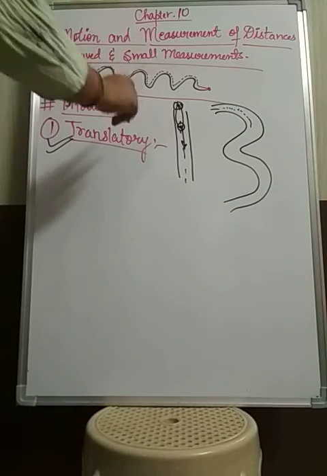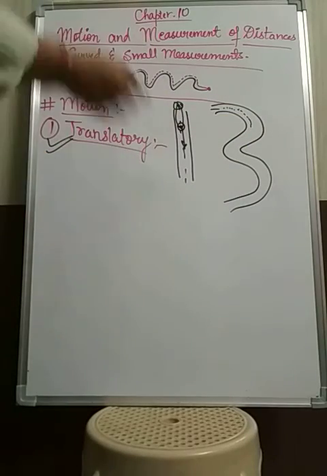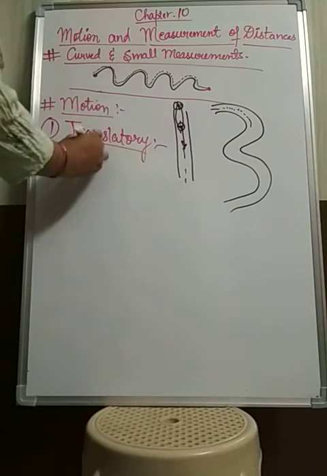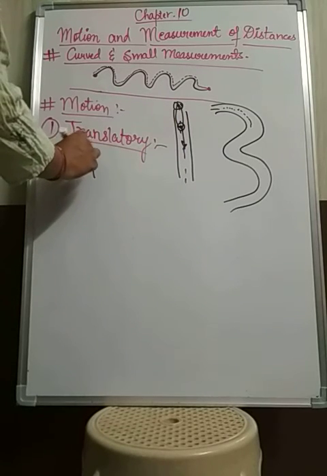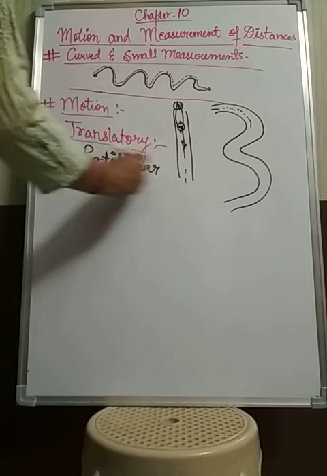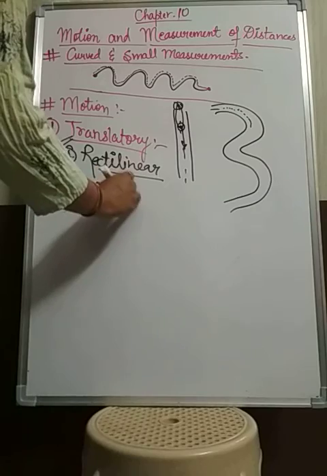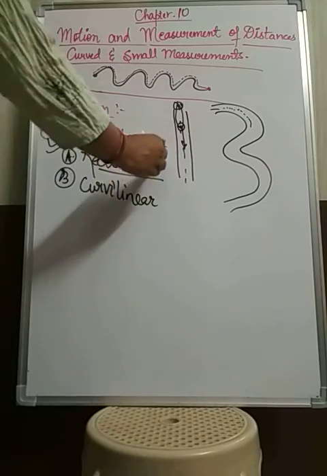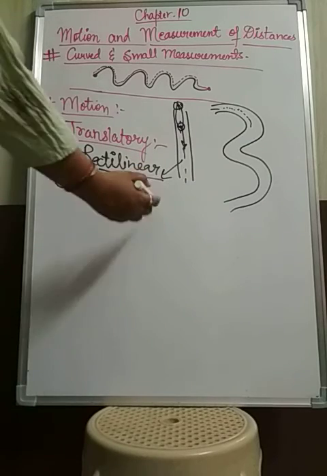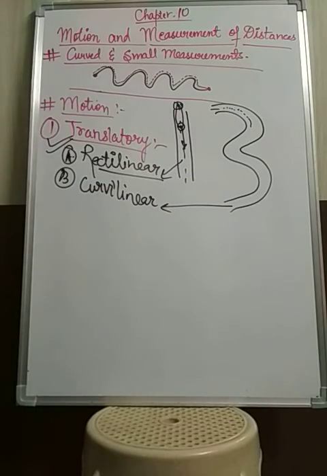Okay, and because they are moving in a straight line as well as in a curved path, translatory motion is of two types. Translatory motion के two parts होते हैं. First one is rectilinear, second one is curvilinear. Okay, so rectilinear means motion in a straight line. So this one is rectilinear motion, and curvilinear means motion in a curved path. So that is known as curvilinear motion.